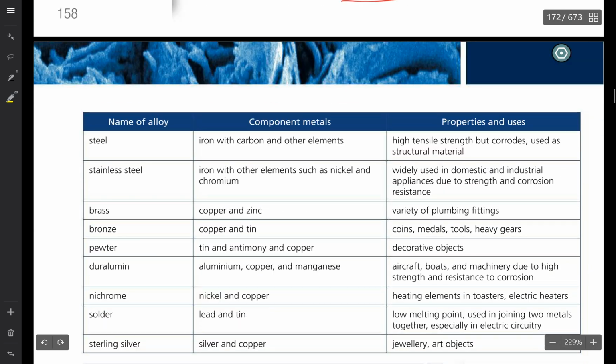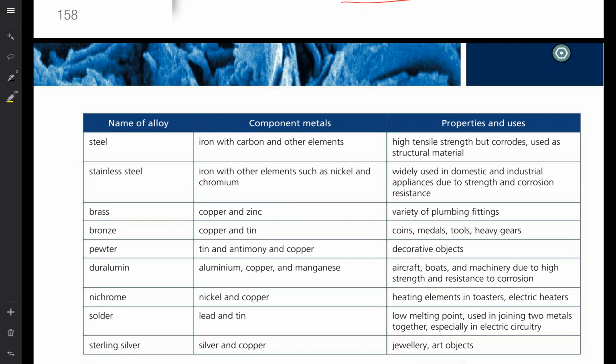On the next page, names of several alloys are mentioned. For example, steel is a homogeneous mixture or solution of iron and carbon, and it is stronger than pure iron metal. But the problem it has is that it corrodes, it rusts. That's why they made stainless steel, which is a mixture of iron and other elements like nickel and chromium. This one is widely used in industrial appliances because of its strength, and also it is resistant to corrosion.